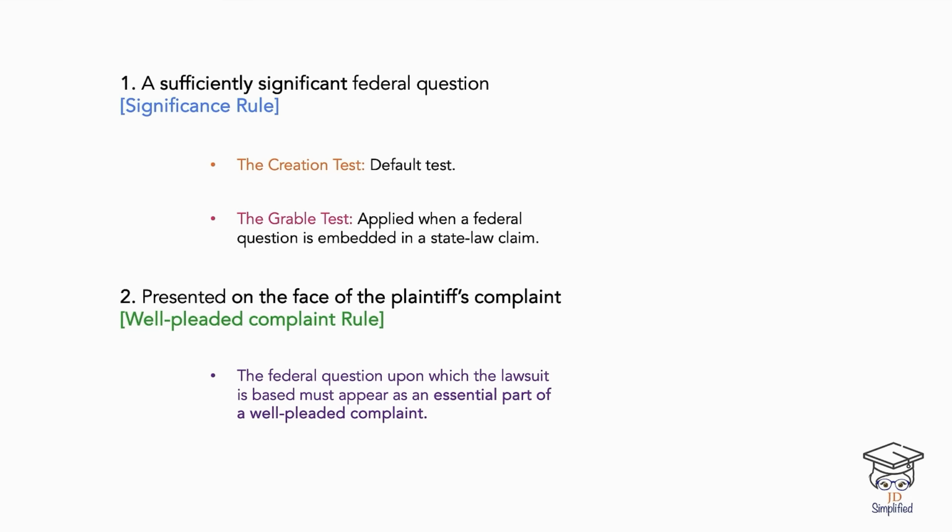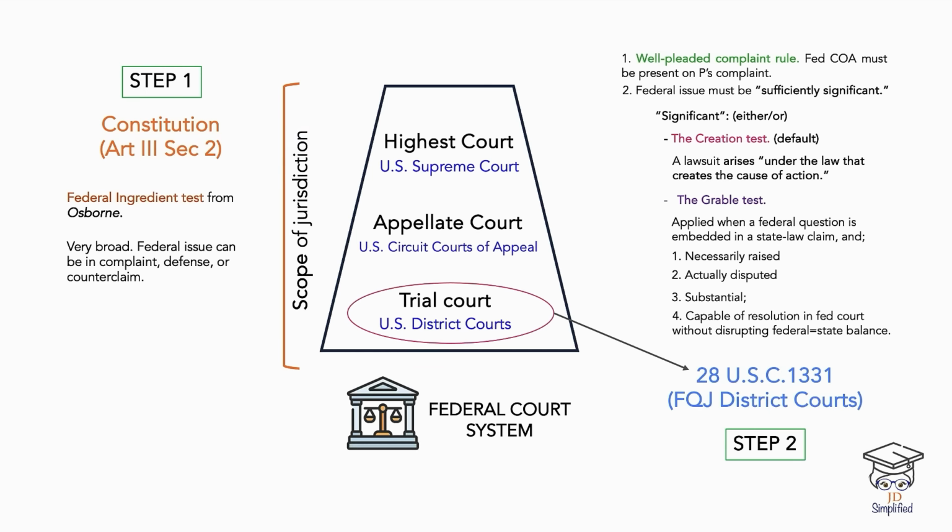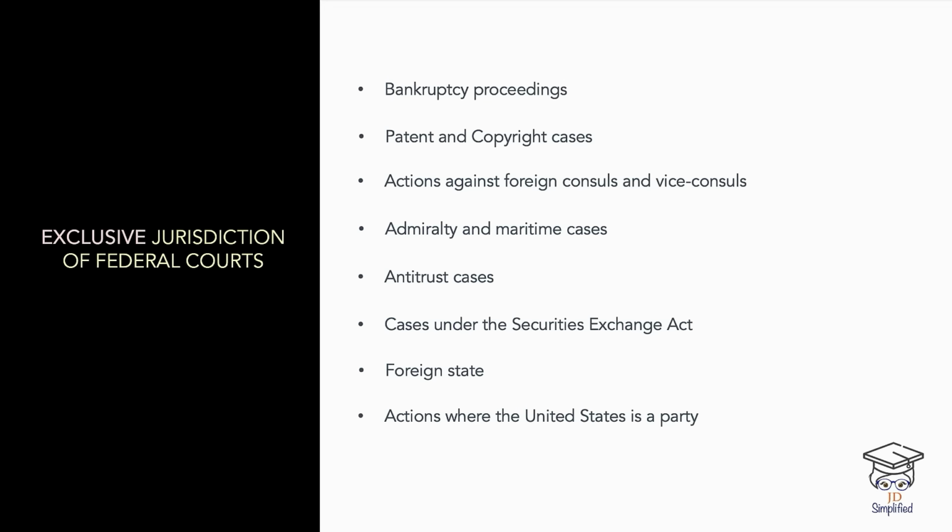There must be a sufficiently significant federal question presented on the face of the plaintiff's complaint. For the significance rule, there are two alternative metrics: the creation test, which is a default, and the Grable test, applied when a federal question is embedded in a state law claim. And for the well-pleaded complaint rule, the federal question upon which the lawsuit is based must appear as an essential part of a well-pleaded complaint. Here is a little cheat sheet that might prove helpful. And here is your step-by-step analysis. And here is a list of the exclusive jurisdiction of federal courts. So these type of cases can only come before a federal court, can only be filed in federal court.